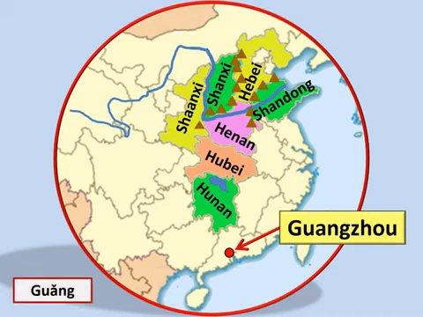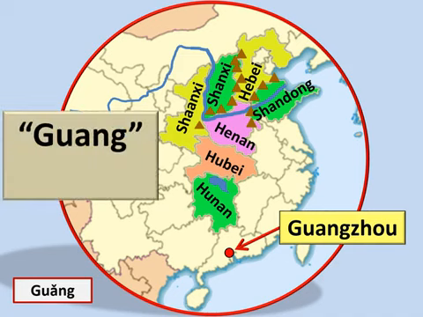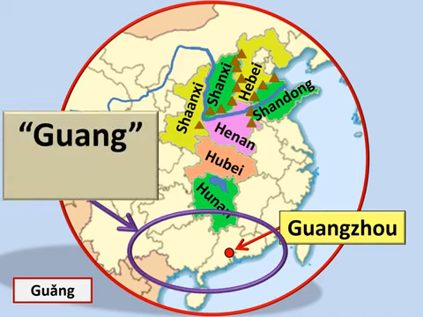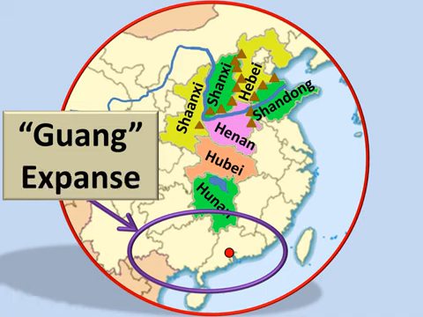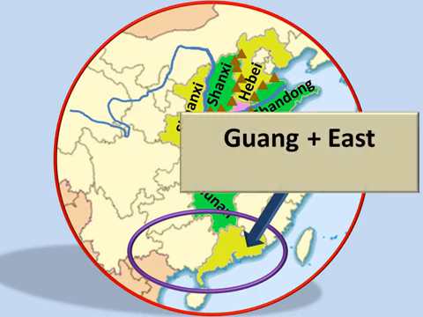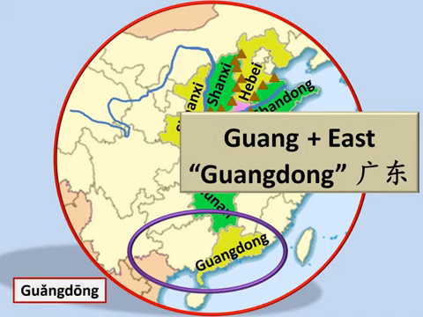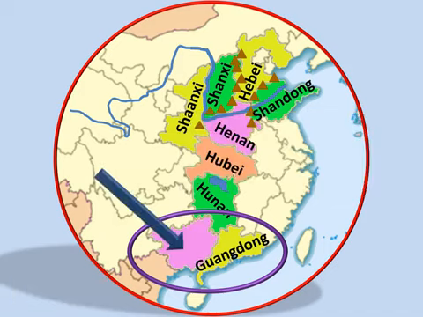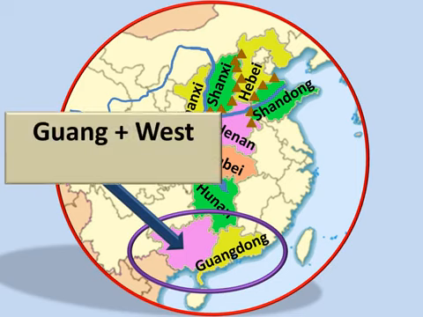The first part of the city's name, 广, is also the name given to a large region of southern China. The word 广 is generally translated into English as expanse. So this large area of China is the expanse. 广. What do you suppose the names of the provinces that comprise the expanse are? For the eastern province, we use 广 plus the word for east. This gives us 广东.